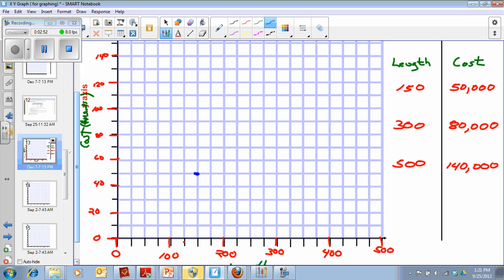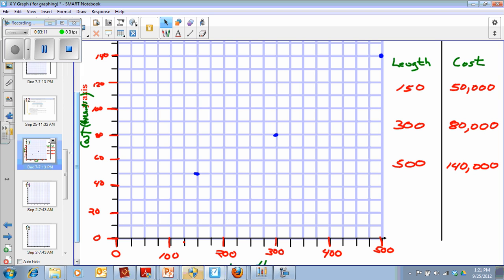If the bridge is 300 feet long, it costs 80,000, so that's right here. And my last data point would be if the bridge was 500 feet, the cost would be 140,000. So when I plot that point, it goes up there. Okay, so I plotted my data.